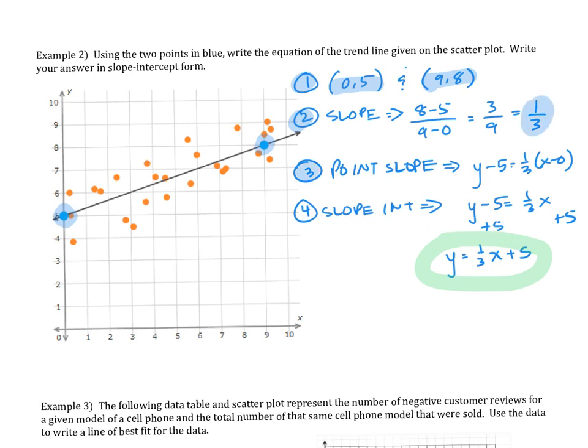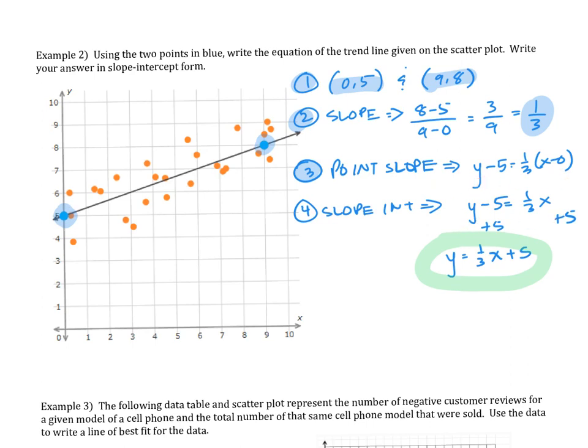So step 3 is to make the equation in point slope form. So point slope form: y minus y1 equals m, the slope, times parentheses x minus x1. So I chose to use this first point here, 0, 5, and I'll just put it in the form. So y minus y1, which is 5, equals 1/3 times x minus 0. Right, so there's my equation.